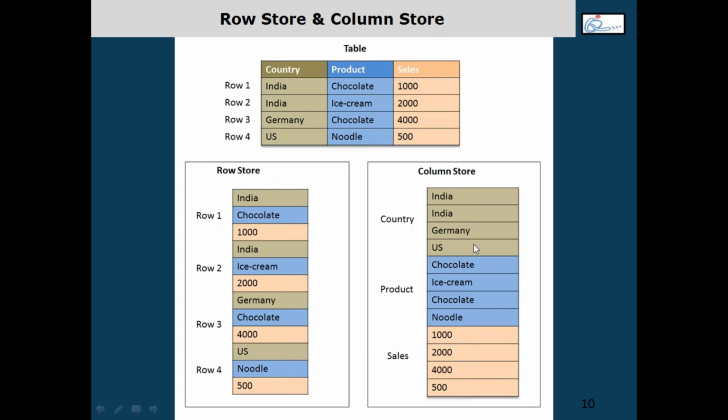Meaning, here German is linked to chocolate, and chocolate is linked to 4000. That linking is maintained by something called the positioning index. It's all built in by the system. You don't have to worry about that. But by using that positioning indexing, it will be able to link up saying this India is linked up to chocolates and this is linked up to 1000. The linking is all taken care of by positioning indexing.